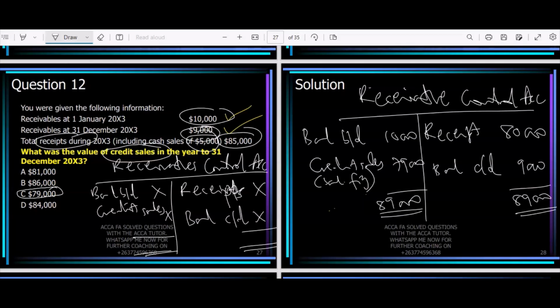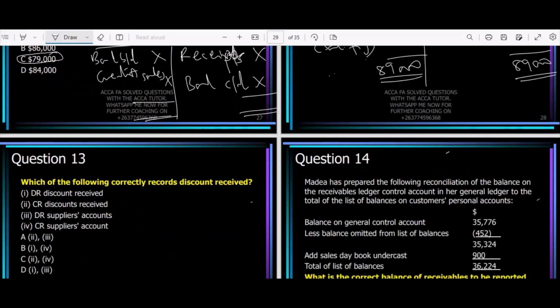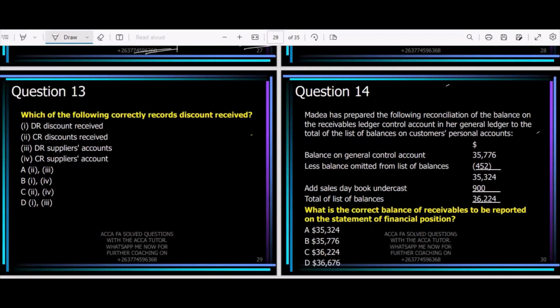Okay, we do not have time. Let's move on to the next question. Okay, question 13, ladies and gentlemen. Which of the following correctly records discount received? And by now you should know how to record discount received.